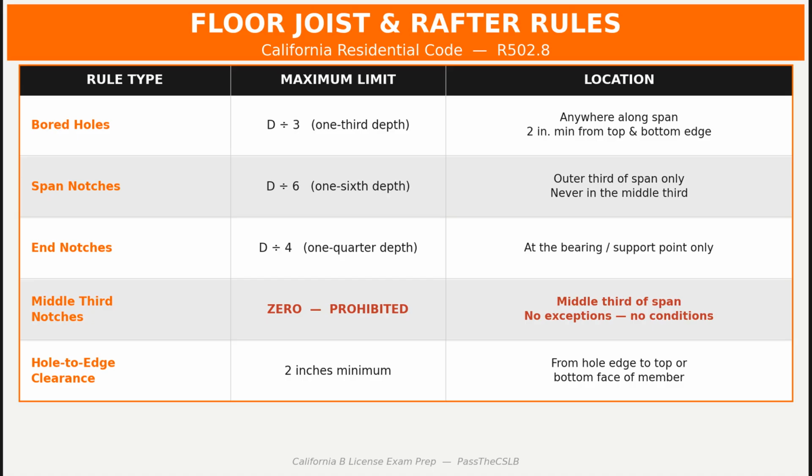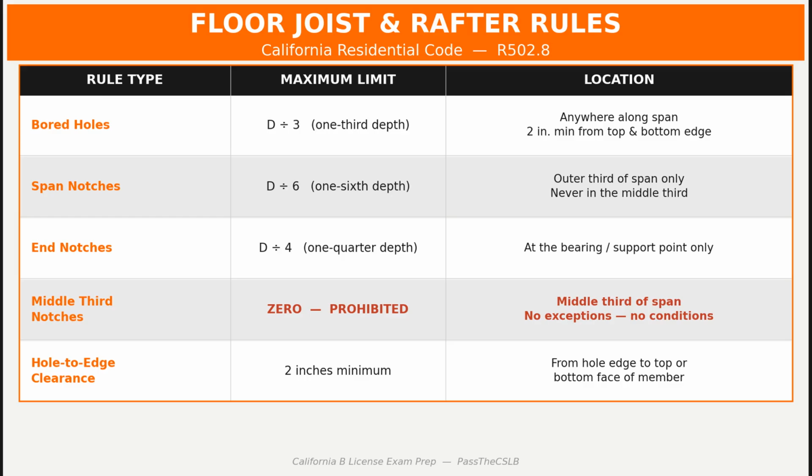The engineering community studied the failure patterns, and the specific fractions we use today represent the threshold below which a modified solid sawn member still performs within its design intent. These are not conservative guesses. They are empirically derived structural limits.